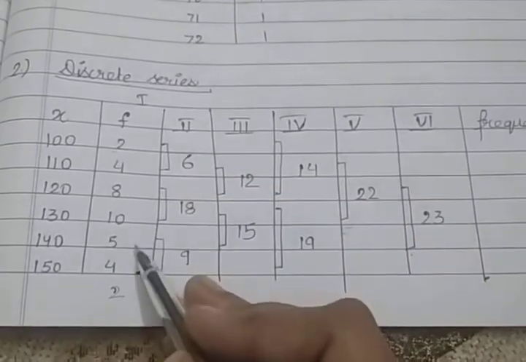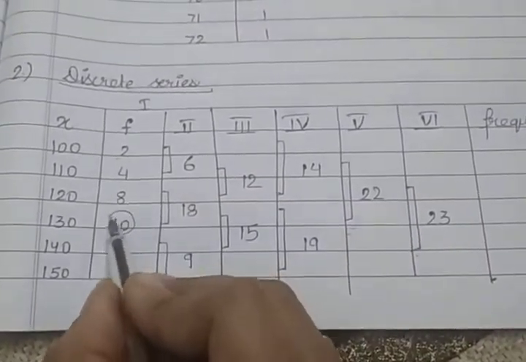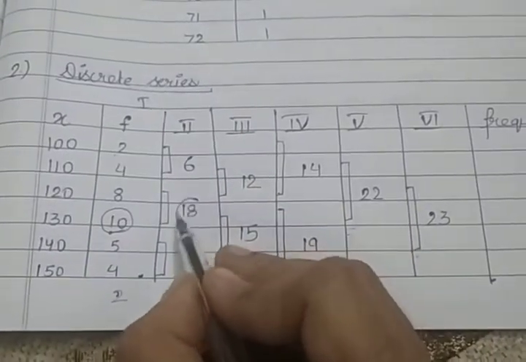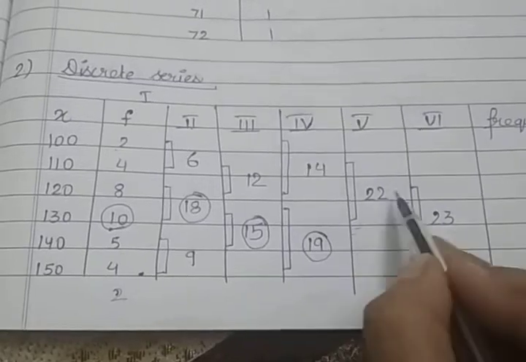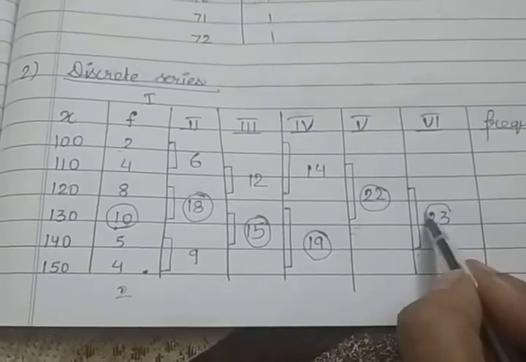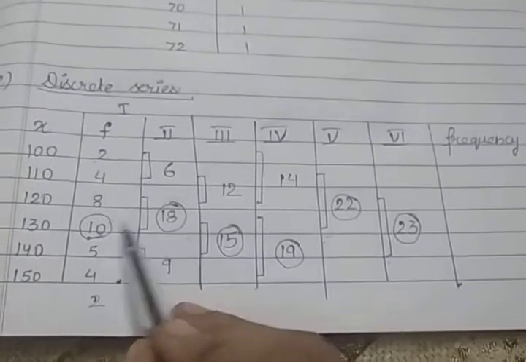Now in this one, which one is the highest number? 10. Here 18 is the highest. Here 15 is highest. 19, 22 and 23. Now we have to find out the frequency. How can we find it? 10 is the highest one. So in front of 10 we will make 1 bar.